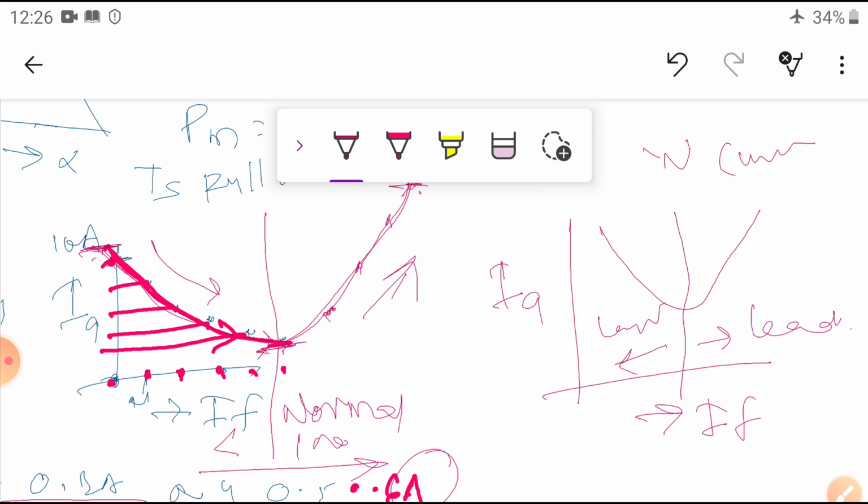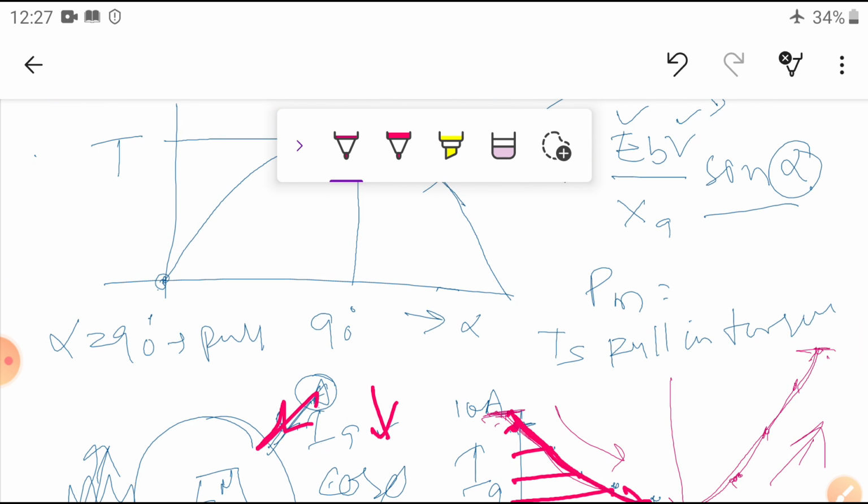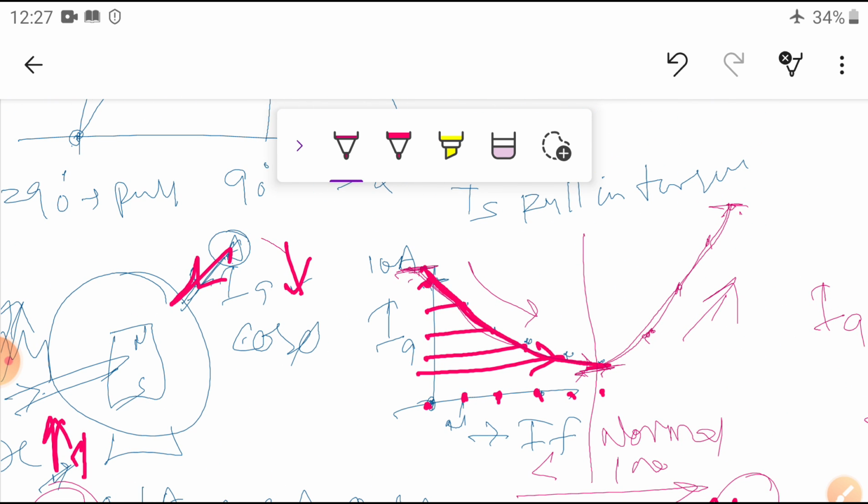So we have observed how the armature current changes with respect to the field current. Now I want to take another factor. What is the factor? Now I take the armature current as one factor, and now I want to take the cos power factor.